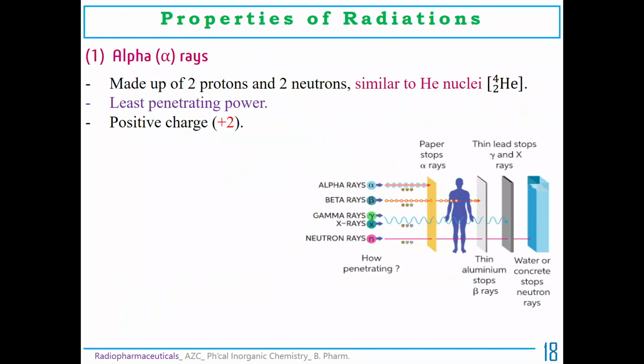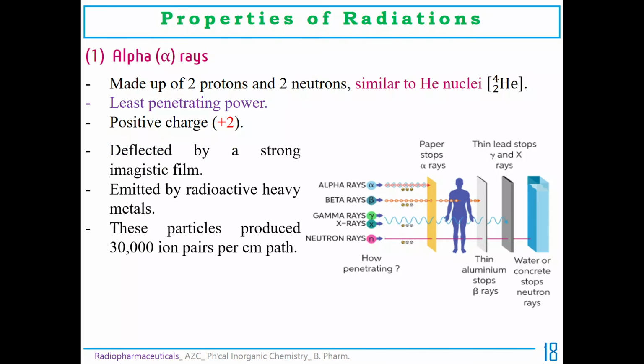Properties of radiations. First is alpha rays. Alpha rays, made up of 2 protons and 2 neutrons similar to helium nuclei, have the least penetrating power and have a positive charge of +2. They are deflected by a strong magnetic field, and are emitted by radioactive heavy metals. These particles produce 30,000 ion pairs per centimeter of path.